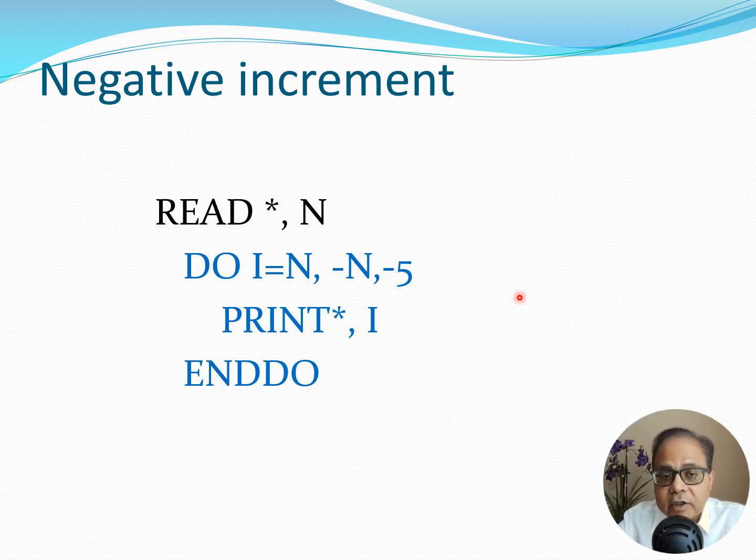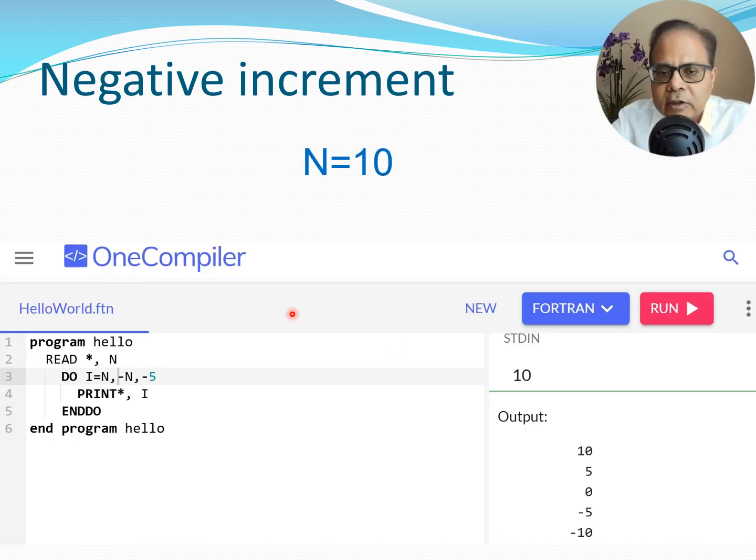Now in case you think that only positive increments are possible, that's not so. You can even go in a situation where I is n to negative n and basically decrement it by 5. So every time it's going to subtract 5 out of this n value, and here let's print this I and see how this goes. So I have put this code here, I have run it for n is 10, and as you would expect, it starts off with 10, then it subtracts 5 from that, so you get 5, you get 0, negative 5, and negative 10.